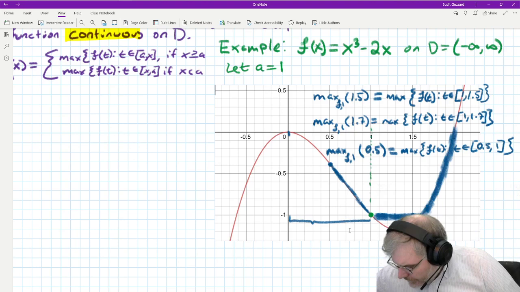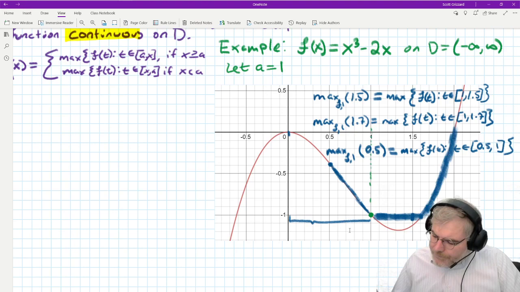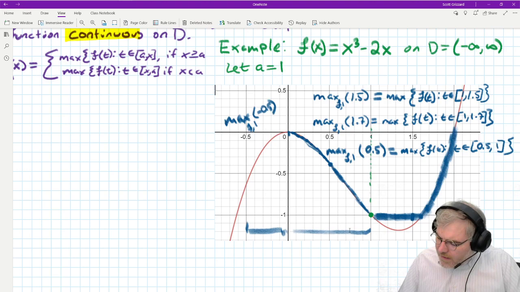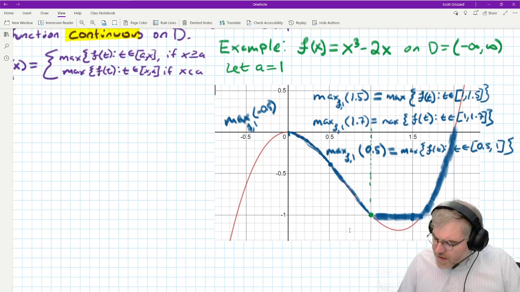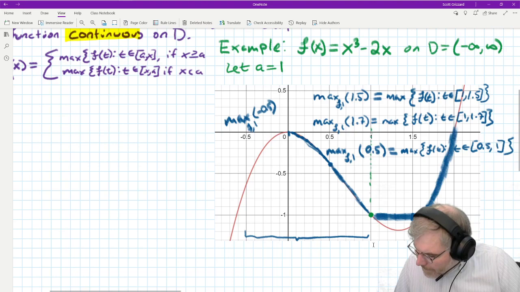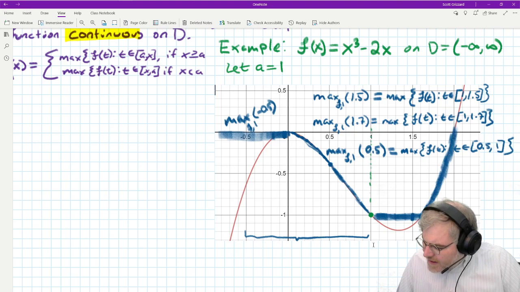Now, what is the biggest thing on this interval? In other words, what is max f1 of negative 0.5? What's the biggest value? F of what? What is the biggest value from negative 0.5 to 1? Yep. It's 0. So my max function, when I'm less than 0, is going to trace this side out. My max function is going to trace this stuff.